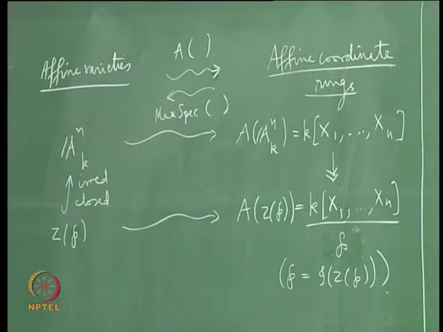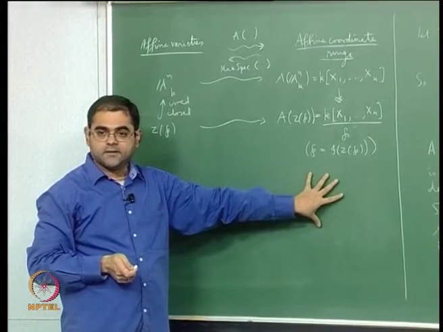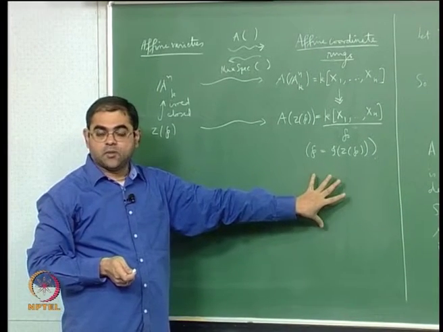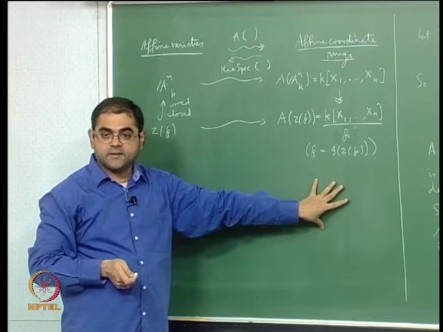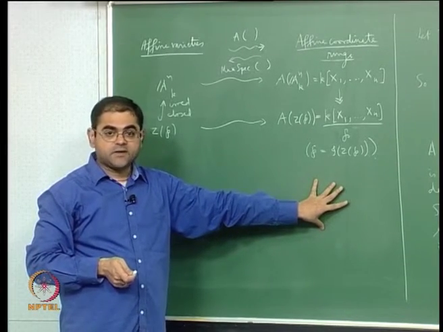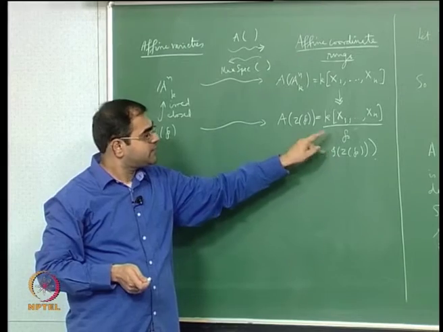Okay. So what I told you was, you give me a general affine coordinate ring. So what is the definition of a general affine coordinate ring? A general affine coordinate ring is defined to be something like this.